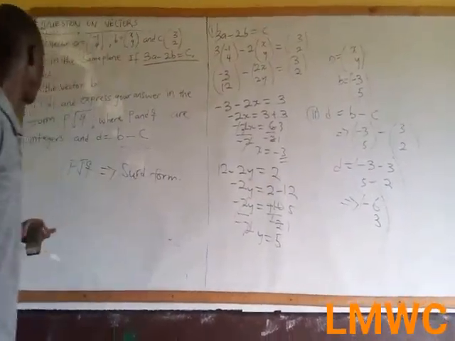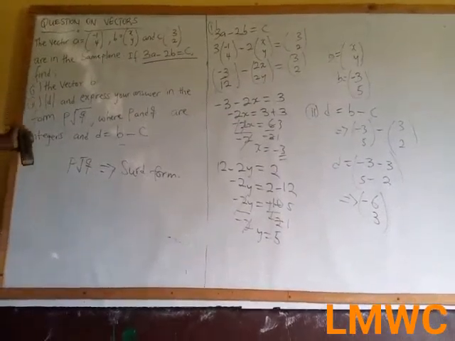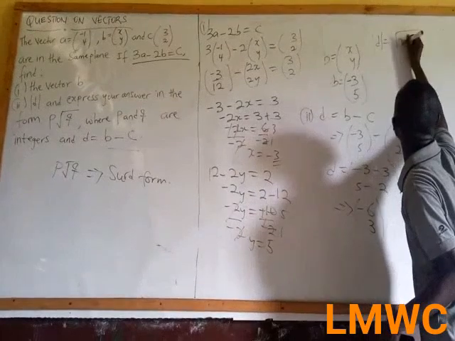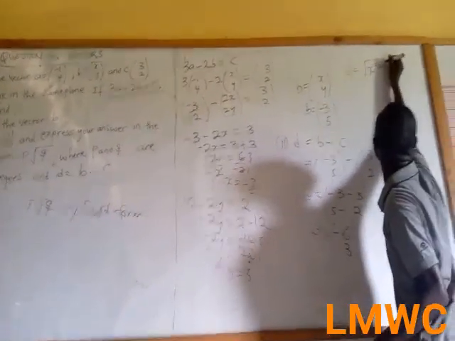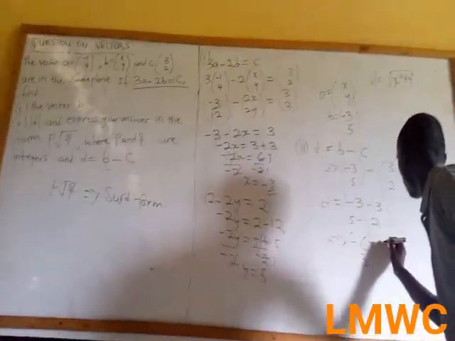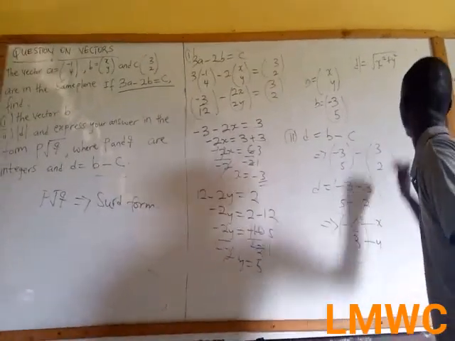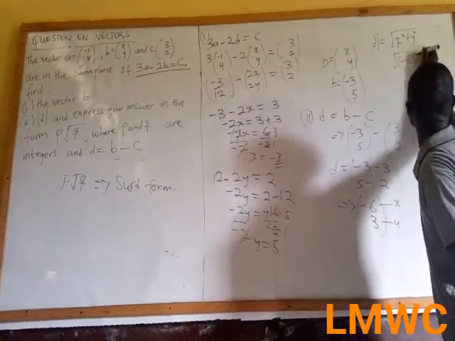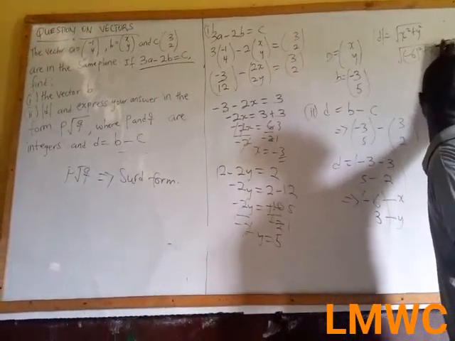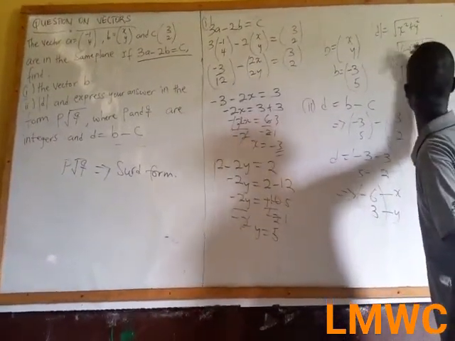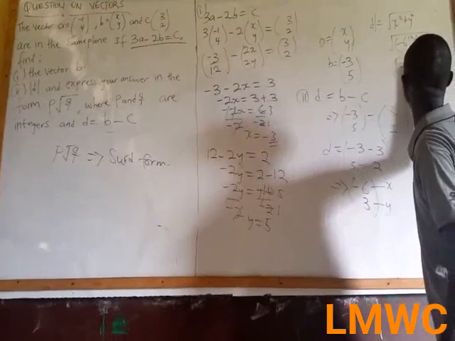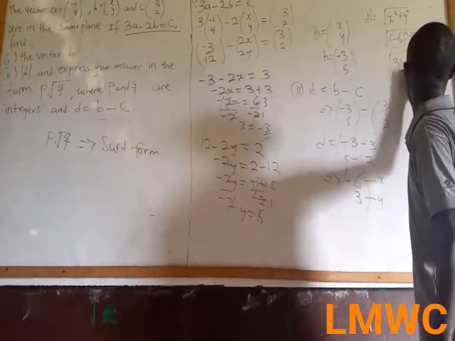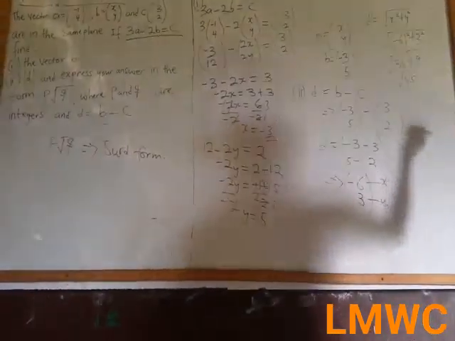And you have been asked to find the length. The formula becomes the square root of x squared plus y squared. So this is our x and this is our y. It becomes negative 6 squared plus 3 squared. So negative 6 squared is 36 plus 9, since 3 squared is 9. So 45. So the square root of 45.